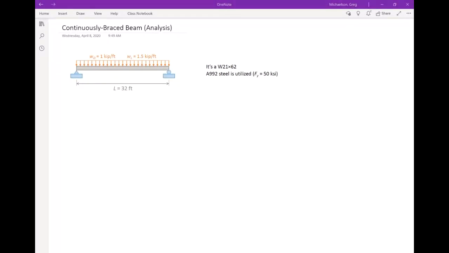All right, so here's the problem that we're looking at. I said it's a W21 by 62, and it is a grade 50 steel. Again, I want to make sure that everybody's involved in chat, so help me out with something. We're going to need some properties for this W21 by 62. You all should be able to find this in the very beginning of the manual, like the table 1-1. I want you to help me out. What is Zx for a 21 by 62? And what is Ix for a 21 by 62?